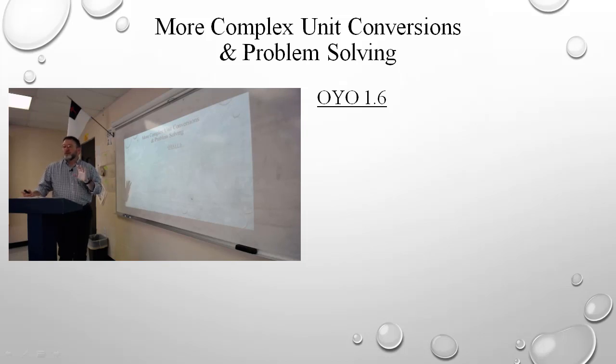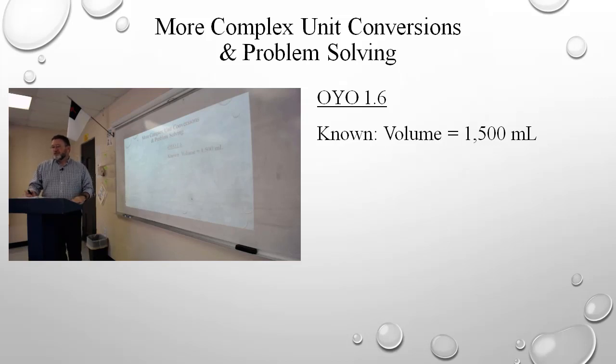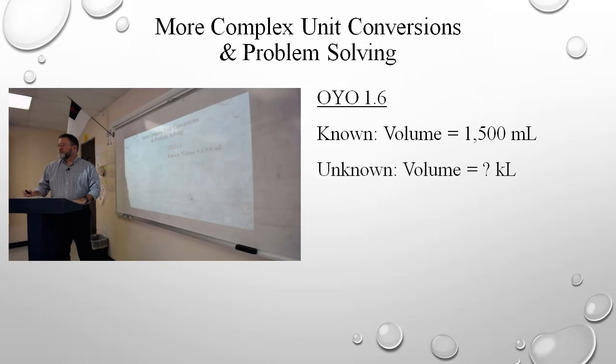So what is my known? Right, my volume is 1,500 milliliters. And my unknown? Want the volume in kiloliters, right? So I need something that's going to take me from the language of milliliters to the language of kiloliters. Now, you may know that one off the top of your head, but most people don't. But we do know a couple of statements of equality that take us from milliliters to something, and then from something to kiloliters, right? So what are those statements of equality?